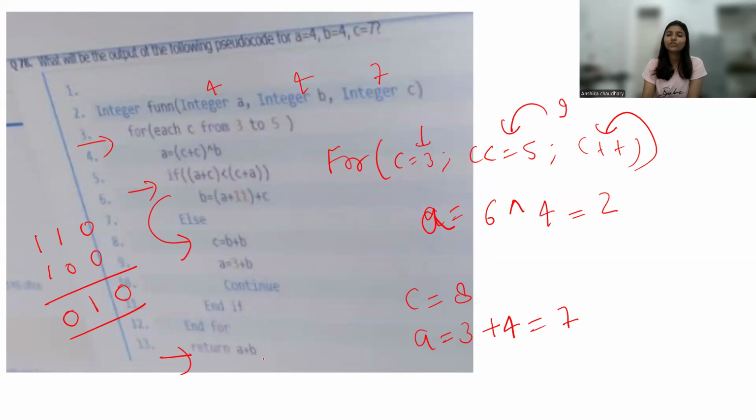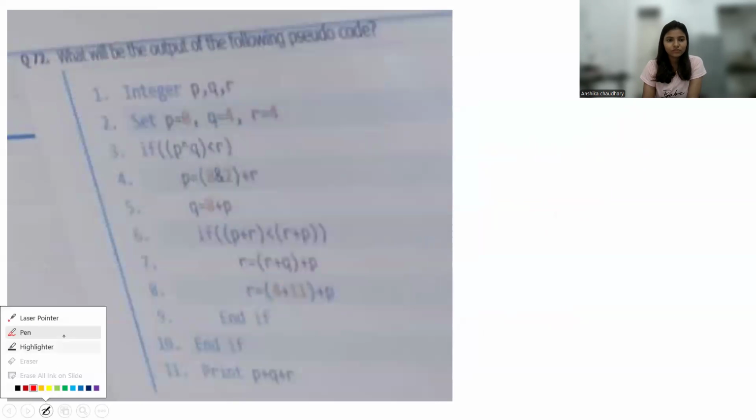At the end of the day, we need to return A plus B. So the last updated value of A was 7, right? Plus B was never updated, so it was 4. So the answer will become 11, and 11 will be the final answer for this particular question. Okay, so let's move on to the next question now.